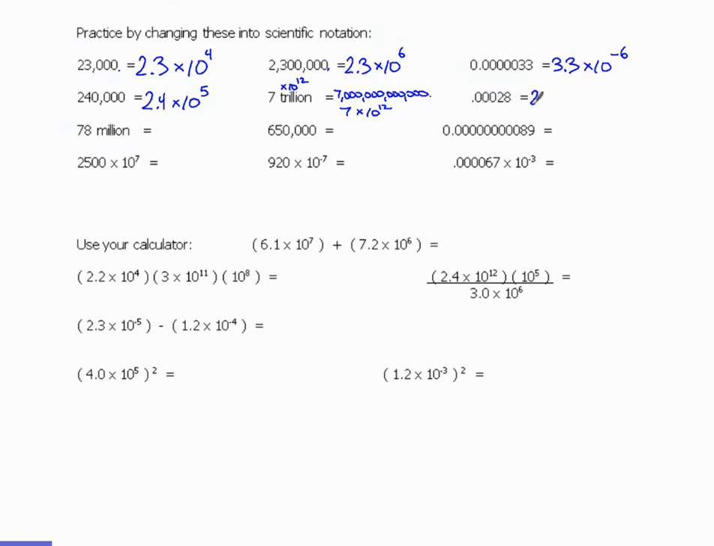0.00028. My number between 1 and 10, 2.8. Times 10, and the exponent is going to be negative. I'm going to move the decimal point to the right. It's a small number. 1, 2, 3, 4 places. 2.8 times 10 to the negative 4th power.